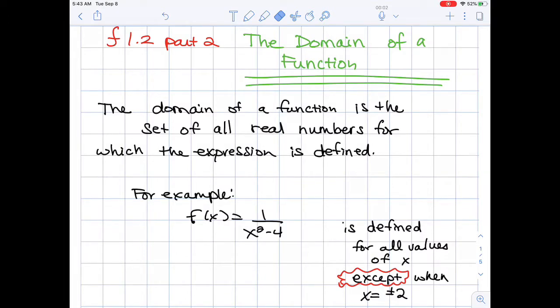Hi everybody, we're back and we're starting part 2 of section 2. We've been talking about functions and now we're going to talk about the domain of a function.